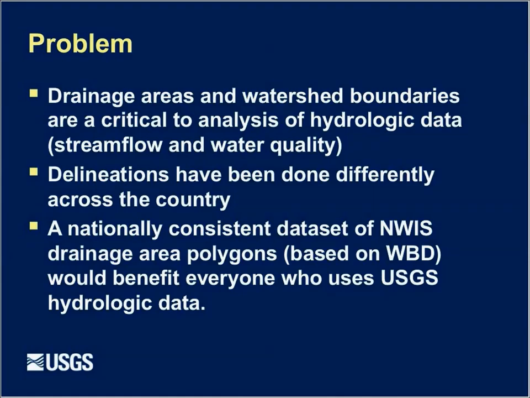So our problem here is we have drainage areas and watershed boundaries, and we need them all the time. They're critical to analysis of all kinds of hydrologic data. I work within the water theme of USGS, so this is especially important to us. Delineations have been done in different ways across the country, but we have this nationally consistent watershed boundary data set that we can work with. If we could have a nationally consistent way of building watersheds from our USGS gauges, that would be really great. It would benefit everyone that uses our data. So that's why we're doing this.